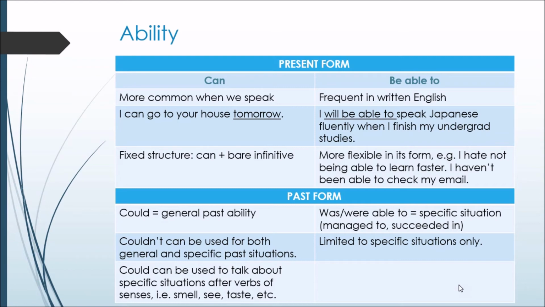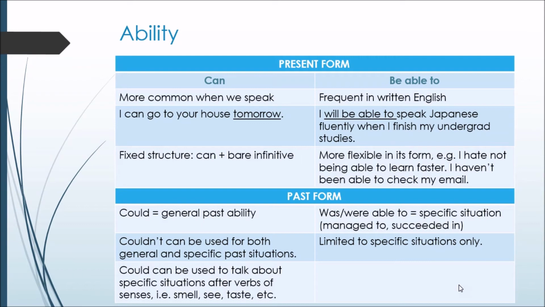Was or were able to, on the other hand, is used to talk about a specific situation. It's a specific situation in the past. I was able to fix my car this morning. And when used in this particular context, we got managed to, and we've also got succeeded in as synonyms.